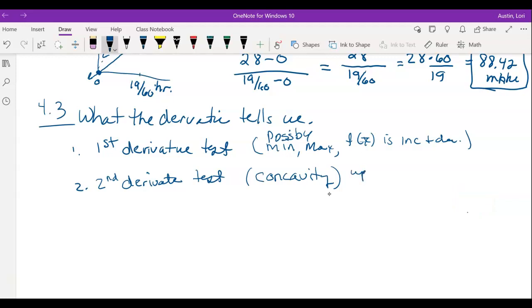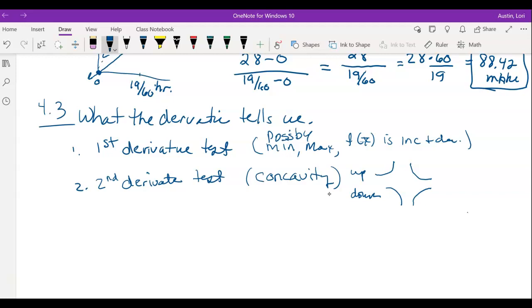So concave up, it's going to look like this. Concave down is going to look more like that. Concave up can also look like that. Concave down can also look like that. There's all different things, but you get the idea. Concave up, concave down. So if you take everything you learned in algebra and pre-calc.